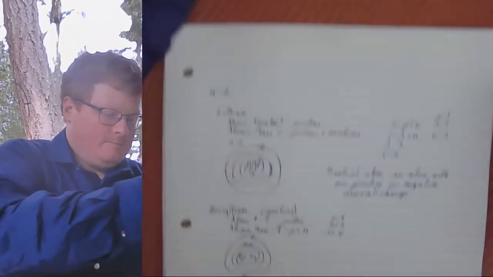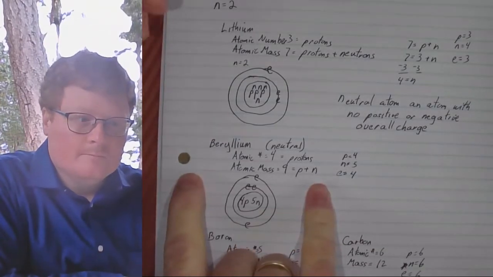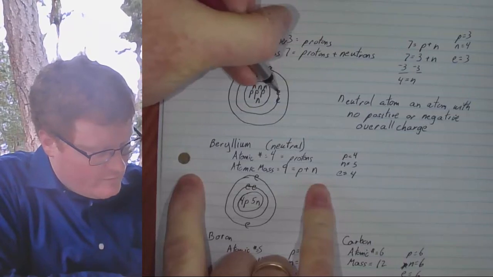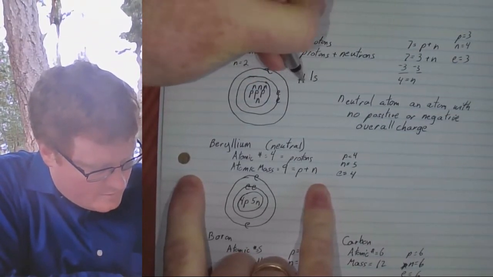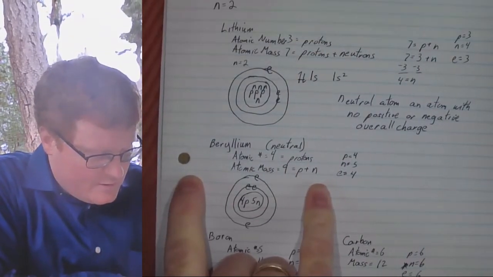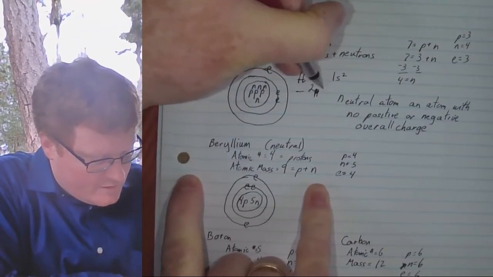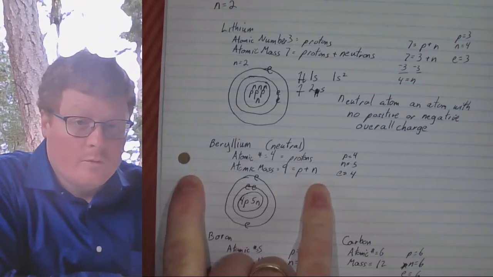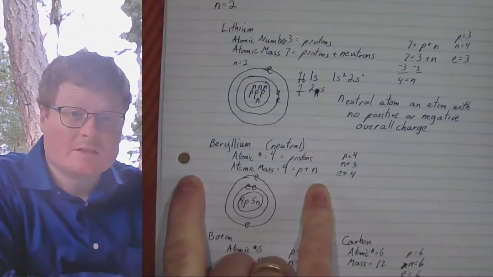Lithium. We have 1s with 2 electrons. So we'd say 1s2. And we have a 2p, I'm sorry, a 2s with 1 electron. 1s with 2, 2s1.